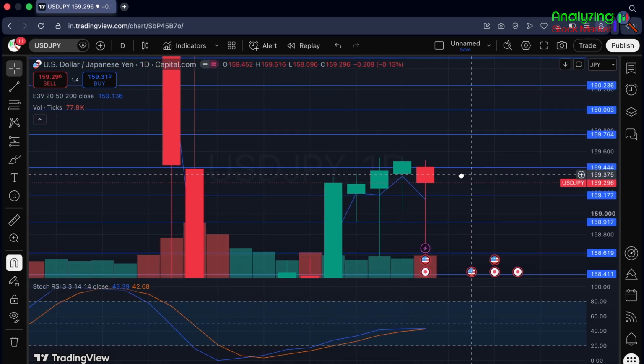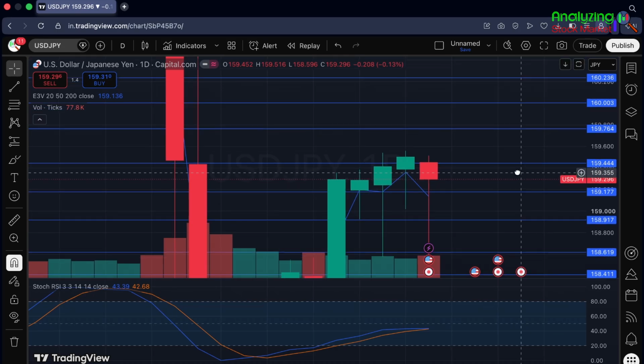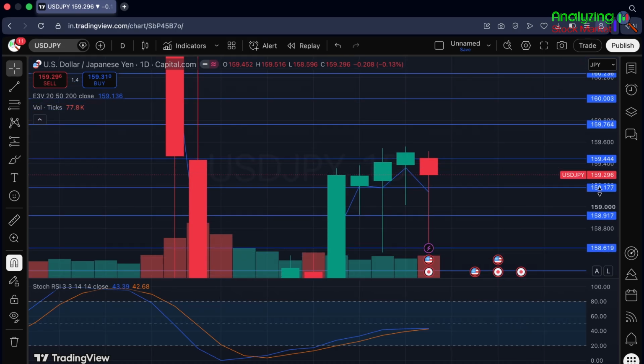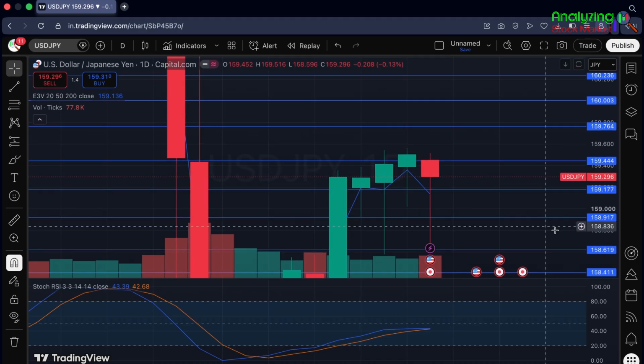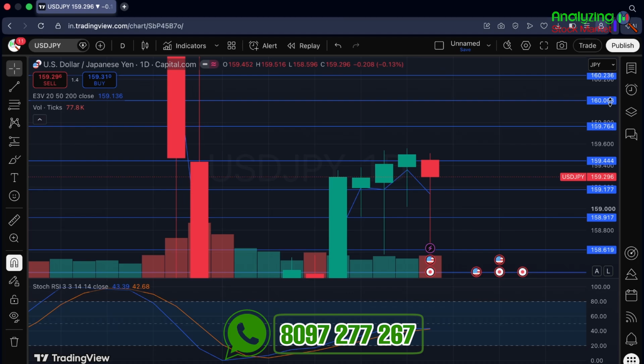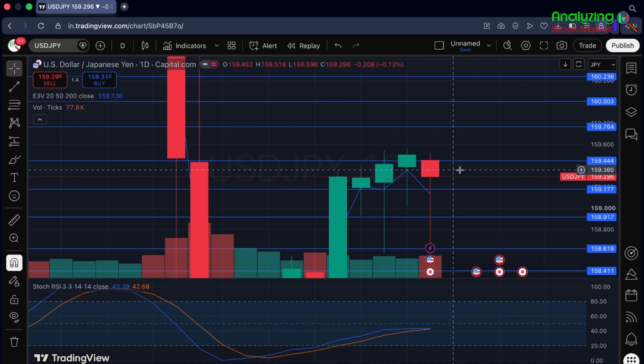Let's talk about the closing first. 159.296 is the closing. The direct support is 159.177. The direct resistance is 159.444. After direct support, there is support at 158.917 and then 158.619. After direct resistance, there is resistance at 159.764 and then 160.003. These are the important support and resistance zones which will help you to take better stop loss and target levels according to your bias for this week. So do mark these levels on your chart as well.